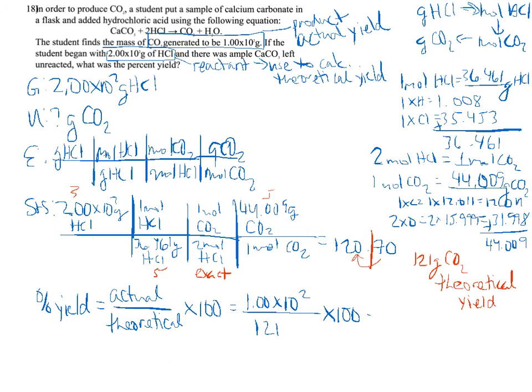Alright, so when you do this on the calculator, if you do it correctly, you should get 82.6446, and it keeps going. And then we need to do our significant digits. This has 3, this has 3, our answer needs to have 3, so the final answer is 82.6%.